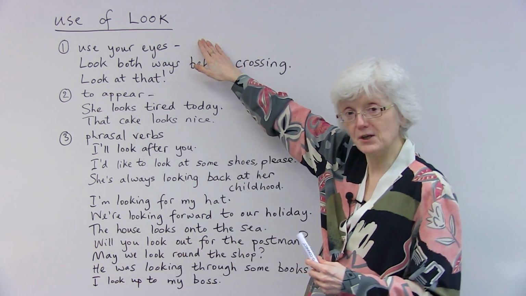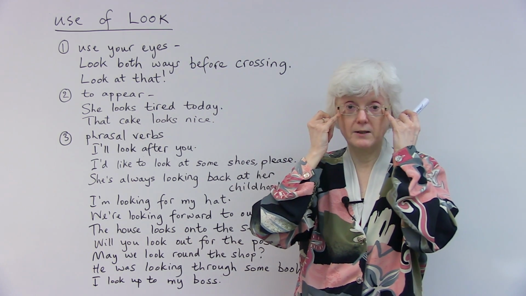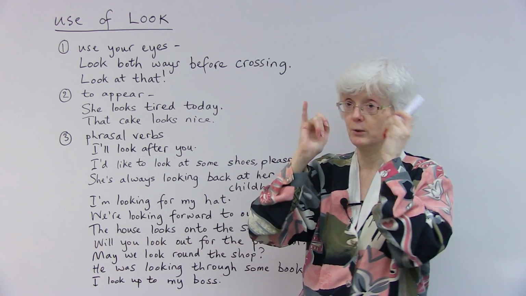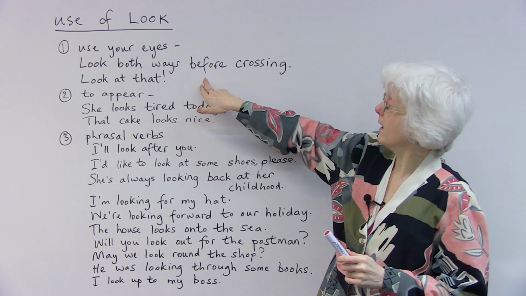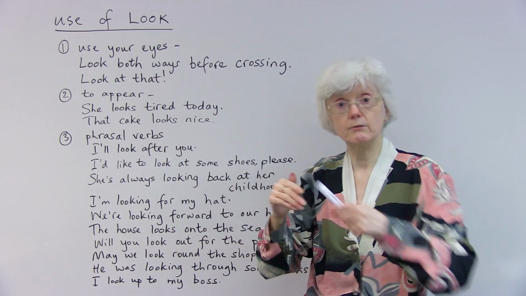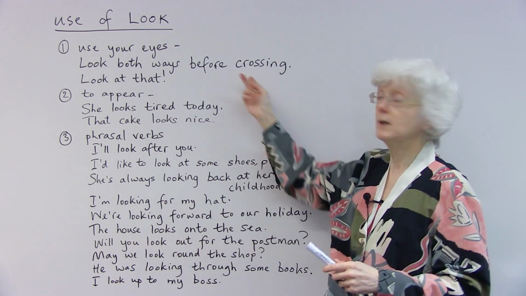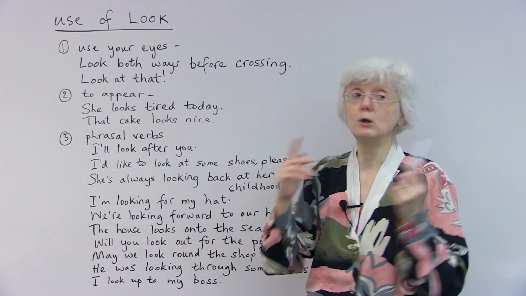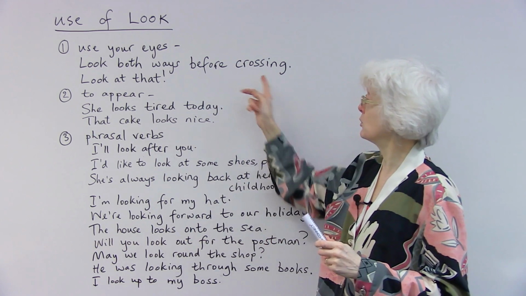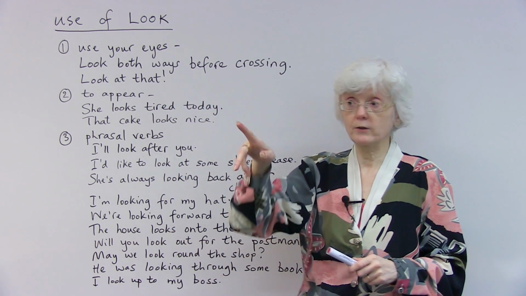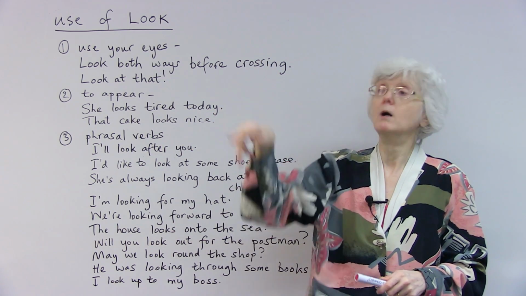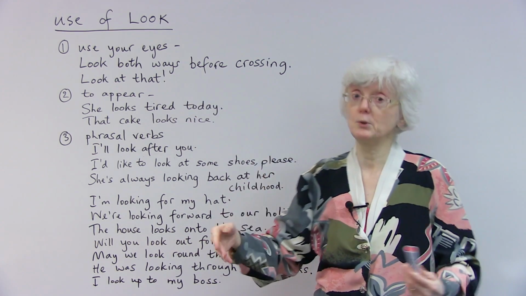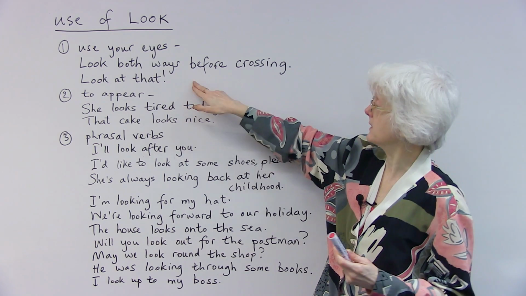Okay, so first one is the obvious one, to use your eyes. Look at that. Look at that picture on the wall. Look both ways when you're crossing the road. Look both ways before crossing, just to make sure there are no cars coming. And look at that, just telling someone, oh, what's that? Look at that, or look at that picture. So just the simple look using your eyes.